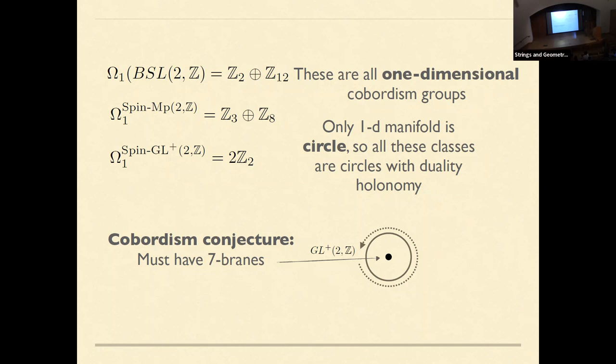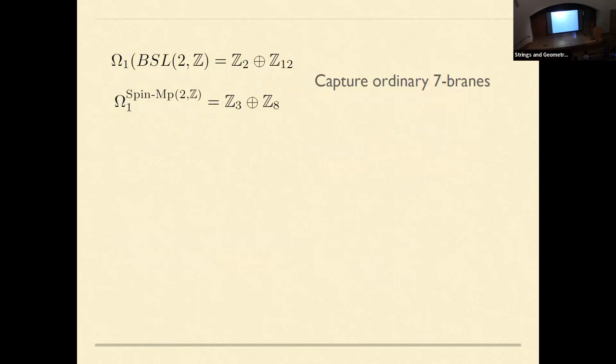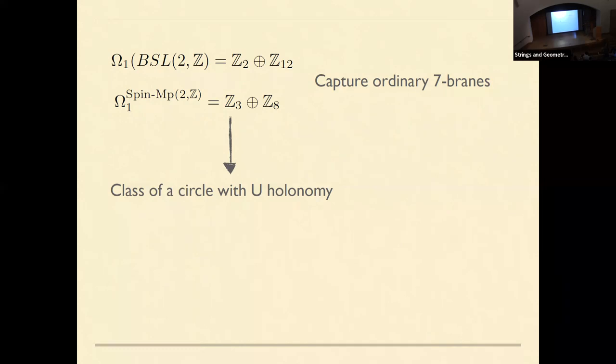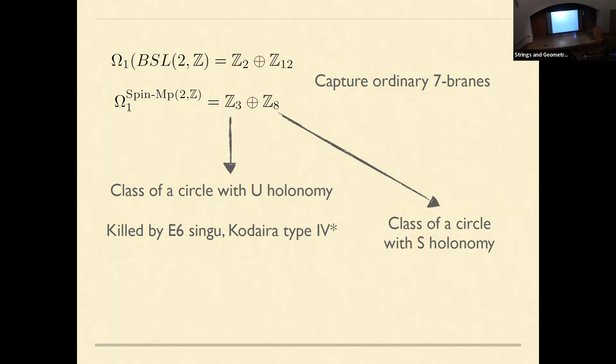So the cobordism conjecture is telling you something you already knew, which is that in type 2B you have seven-branes. In fact, these two groups capture precisely the ordinary seven-branes of type 2B supergravity. The generator of this T3 factor is obtained by a circle with a holonomy of the U generator of SL(2,Z), which is of course killed by a collider singularity of type 4 star. And the C8 is generated by a circle with holonomy of type S, which you can kill with a D4 singularity, okay?